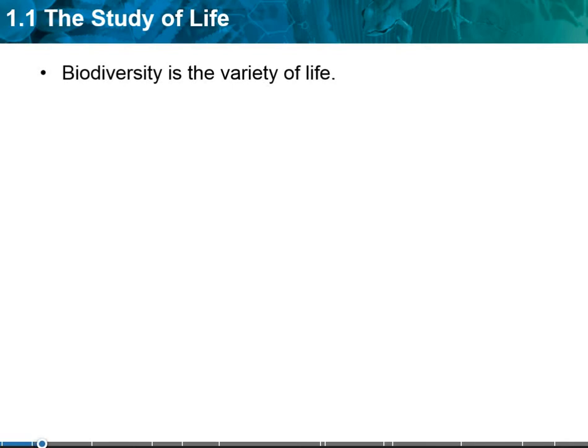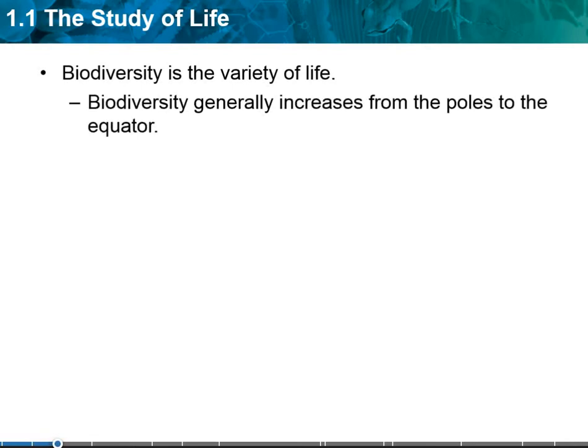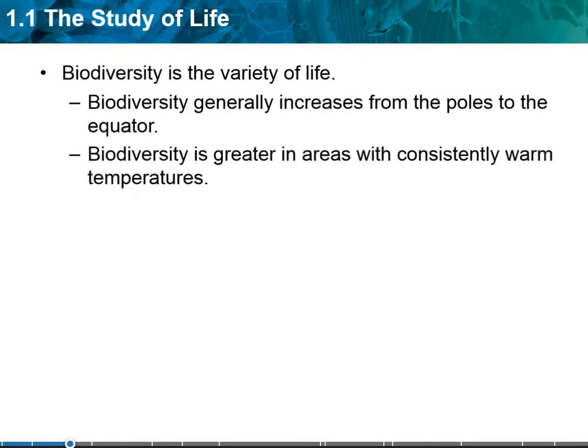And I mentioned before, biodiversity or diversity is just a variety of things. Biodiversity is going to be all of the variety of life on the planet. Biodiversity generally increases when you go from pole towards the equator. So you're going to find more living things actually near the equator of the planet. Biodiversity is greater in areas with consistently warm temperatures, and that's just because it's easier to live in warm temperatures than it is in cold temperatures.